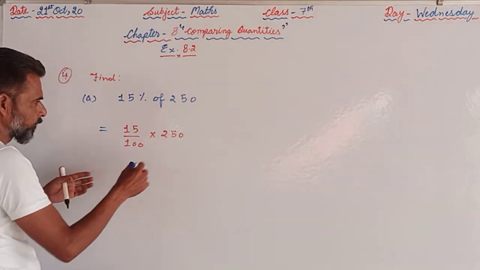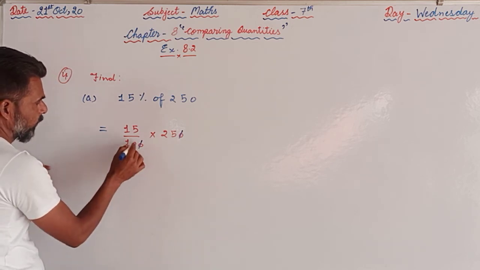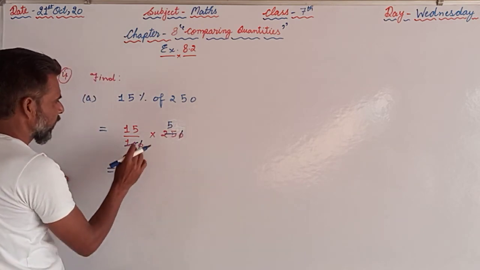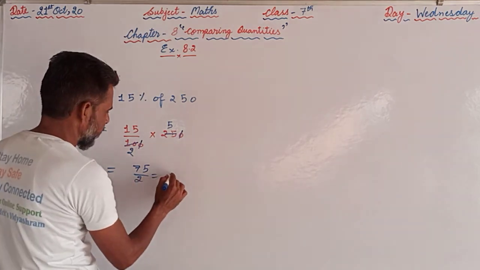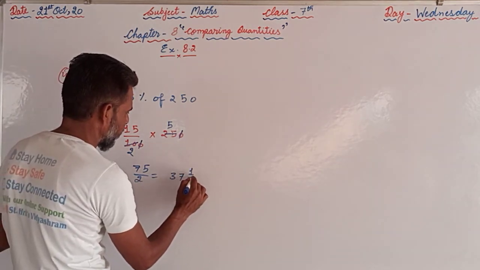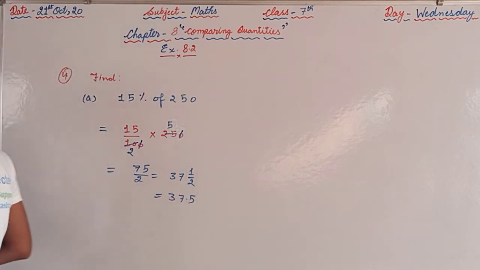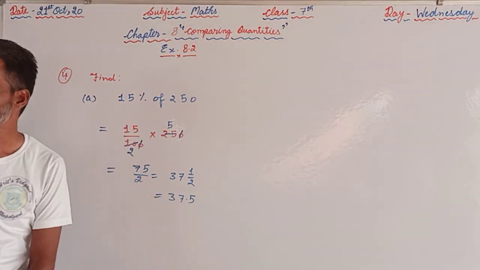250. So 0 cancels out 0. 5 2s are 10 and 5 5s are 25. So that becomes 15 5s are 75 upon 2, that is 37 and 1 by 2, or 37.5. That will be the answer for the first part of question number 4. We are supposed to find 15% of 250, and that is 37.5.